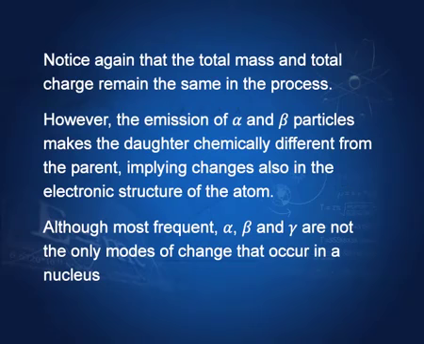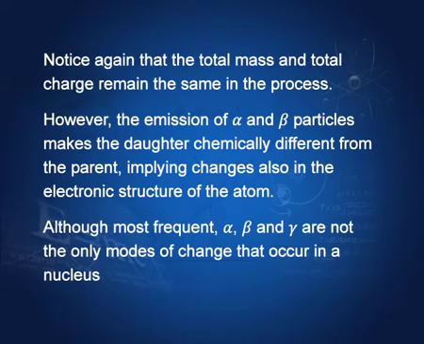However, the emission of alpha and beta particles makes the daughter chemically different from the parent. You see, the atomic number has changed and therefore, the nature of this nucleus, its chemical properties, have changed. So, the beta particle makes the daughter chemically different from the parent, implying changes also in the electronic structure of the atom. Because the nucleus has changed, the atomic structure of the atom also undergoes a change.